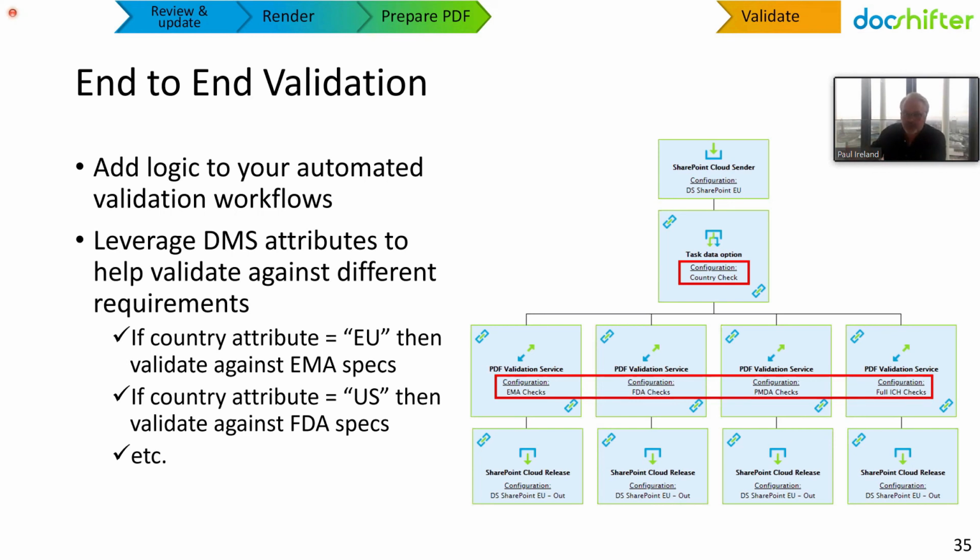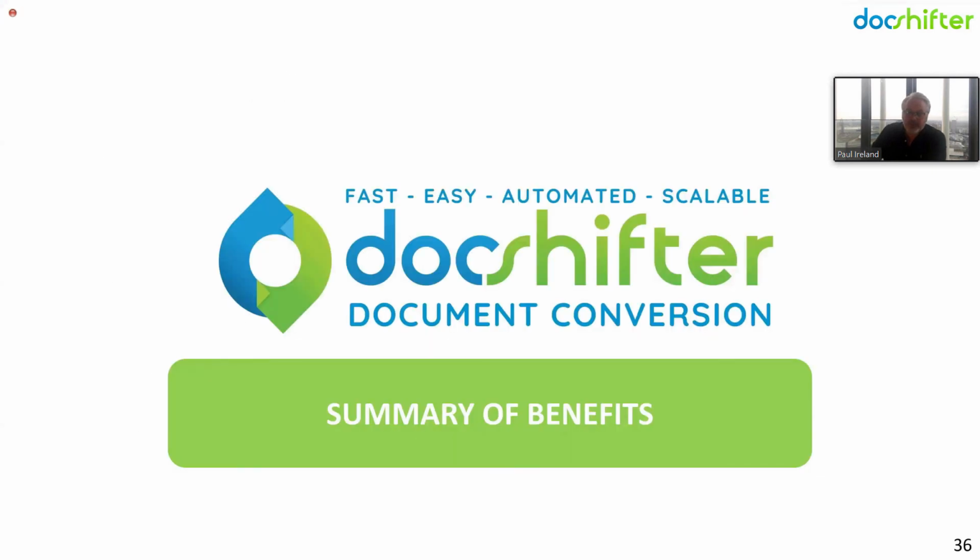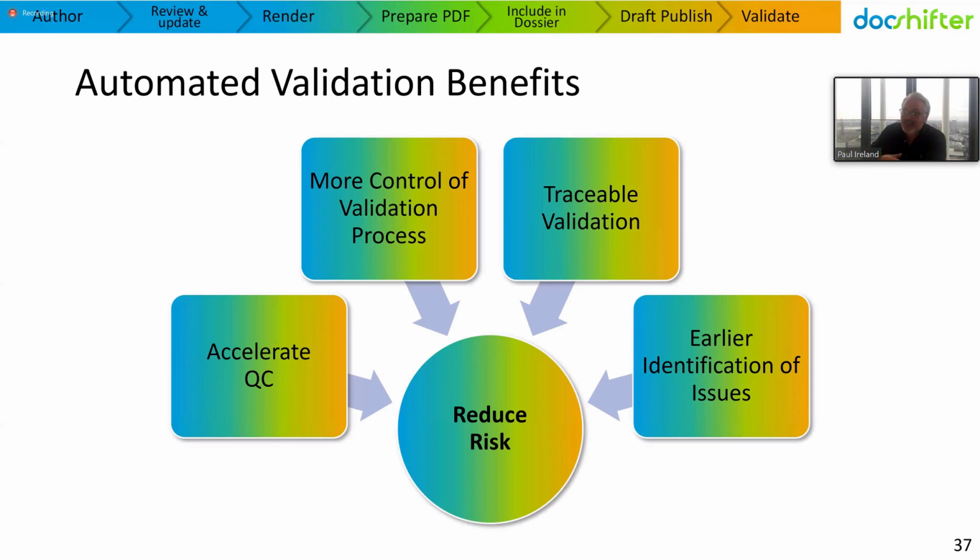If it's for US, it will be maybe slightly different. If it's for Japan, slightly different again. So you can automatically check against the correct specifications. It could be slightly different, mostly the same, but a little bit different depending on where you intend to use that rendition itself.